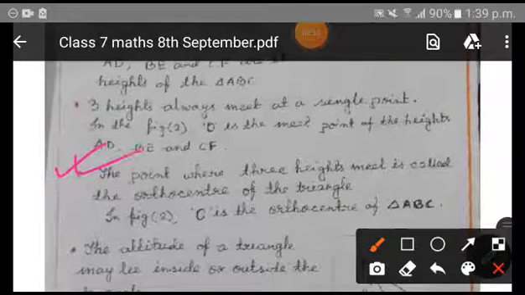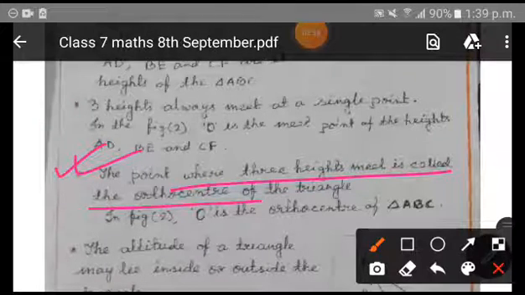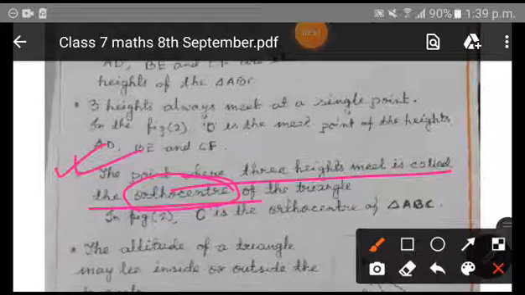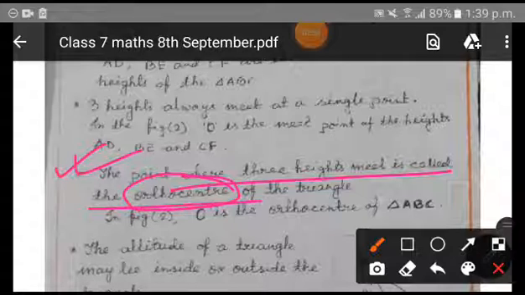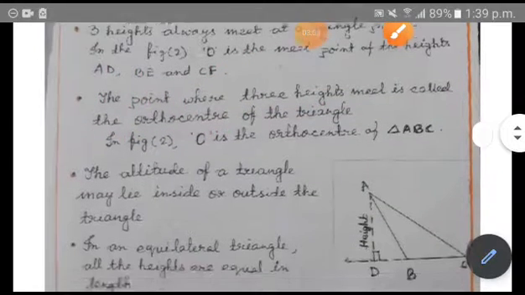Remember that the point where all the 3 heights or altitudes of the triangle meet is called the orthocenter of the triangle. Just like, children, remember where all the medians met or intersected each other, that point was called what? Remember, that point was called the centroid of the triangle. Now here, when the 3 altitudes meet at a particular point, this point is called the orthocenter of the triangle.